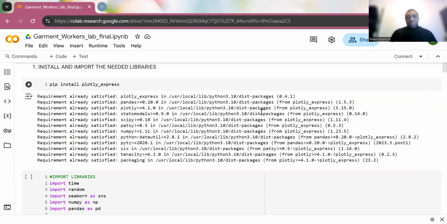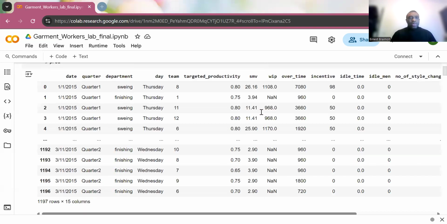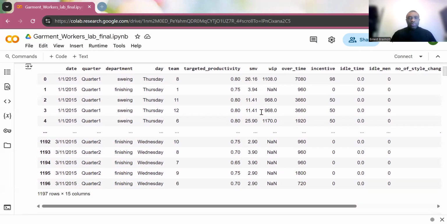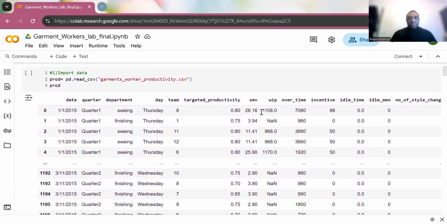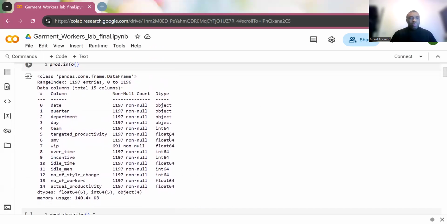Working with that dataset, what I needed to do first of all was import the libraries that were needed. After importing the libraries, I show what I'm going to work with, the dataset. After reviewing the dataset, right from the beginning, I want to check whether they are categorical data or numerical data.